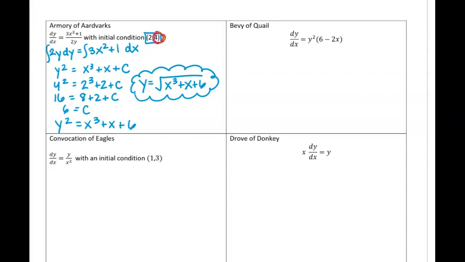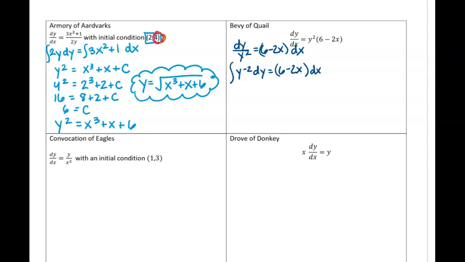Bevy of quail. So if we multiply by dx on both sides and divide by y squared, we get dy over y squared. And if I'm going too fast as far as that goes, feel free to stop by office hours and be like, wait, you're skipping too many steps for me. So we get dy over y squared equals 6 minus 2x dx. This is the same as y to the negative second dy equals 6 minus 2x dx.